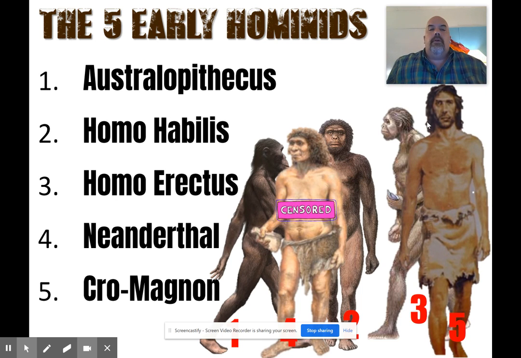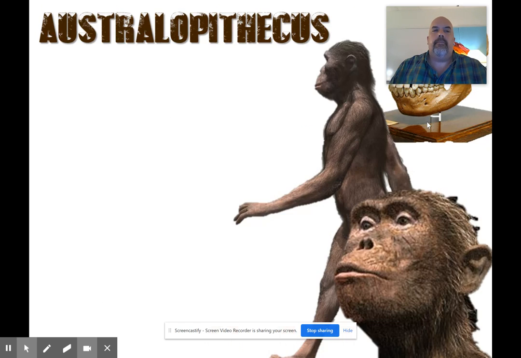Many people argue that you could take a Cro-Magnon from 40,000 years ago and place him into today's society, and he could actually thrive and survive just like we do today.